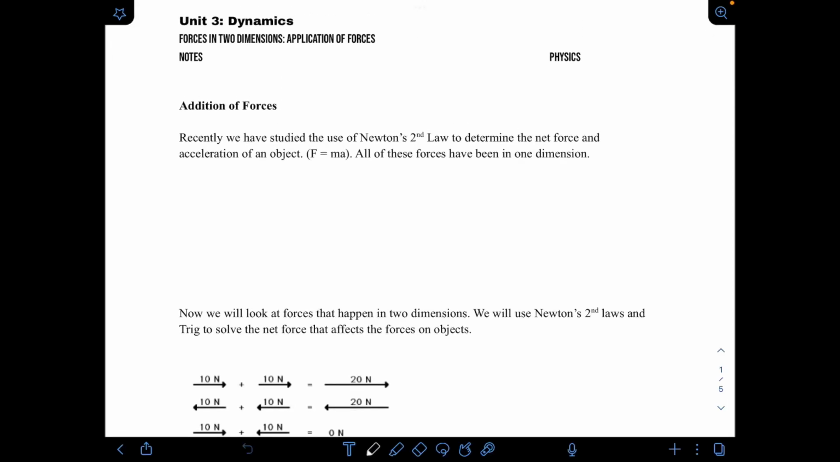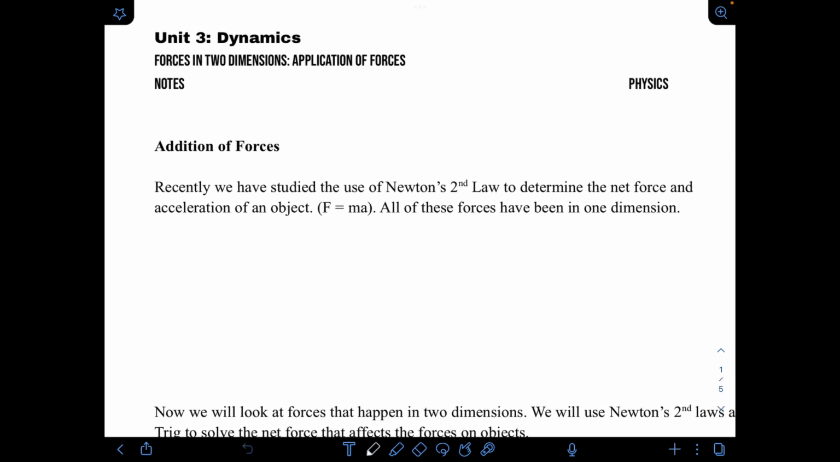All right, guys, welcome to Unit 3 Dynamics. We're continuing on in our study of dynamics, or forces. And so now we're going to start working in 2 dimensions. Everything up until now has been in 1 dimension.